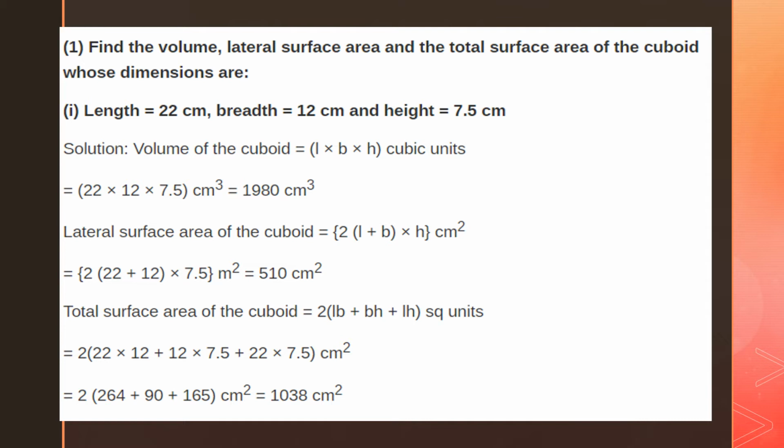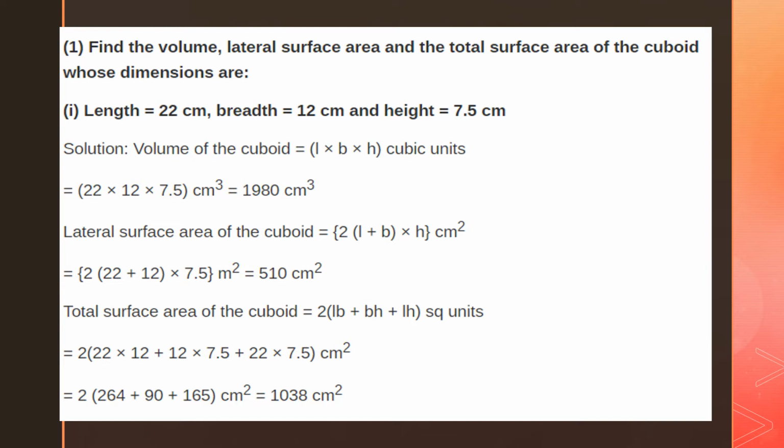Lateral surface area of the cuboid is equal to 2 into length plus breadth into height. Here the length and breadth both are in the same units. If you add them, the unit remains the same: centimeter plus centimeter is centimeter. Into centimeter, the unit is centimeter square. We get 2 times 22 plus 12 into 7.5, equal to 510 centimeter square.